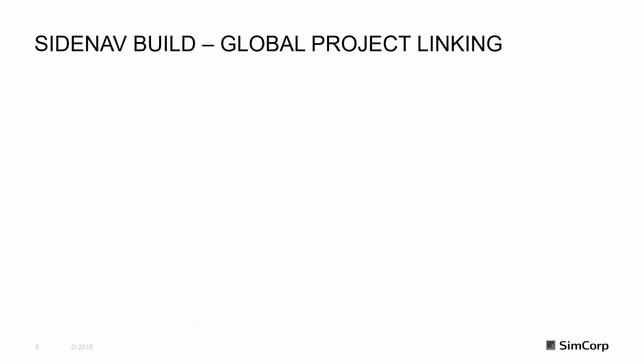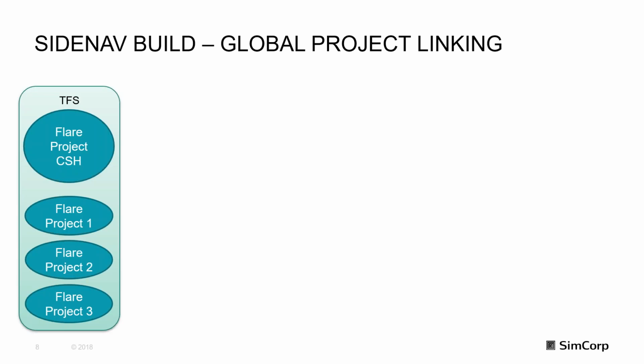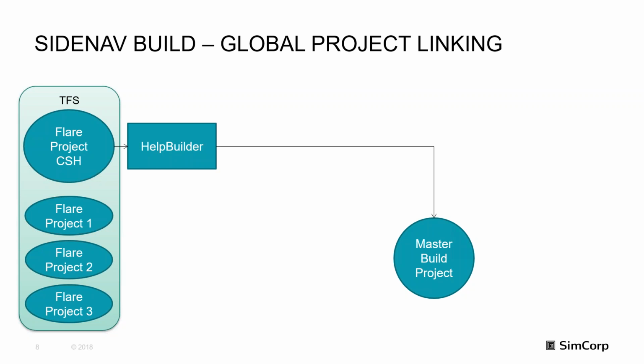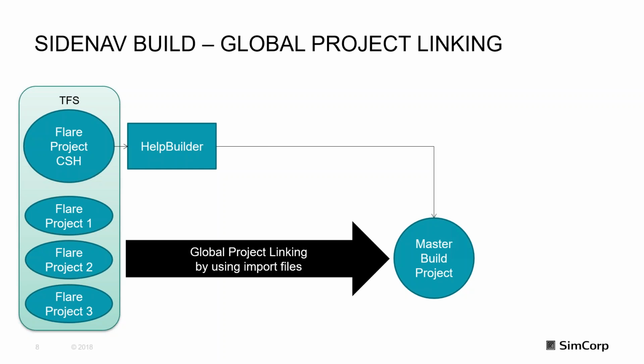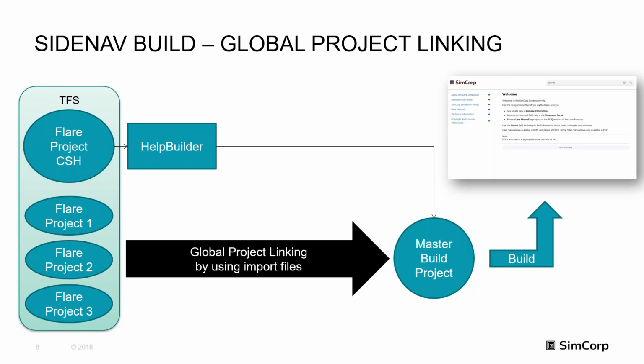If we then jump to the site map build, where we use global project linking, again, we have TFS, we have all of our projects, we have a master build project for the site navigation build. We have the help builder that pushes the 450,000 context-sensitive help topics into the master build. But here there's a big difference because we do not pre-compile any output. Instead, we use global project linking from the master build project to go into the individual Flare projects and simply grab the content we want into the master. And we do that by using import files, which I'll show you in a few seconds. And again, then we have the build process and we build the output.